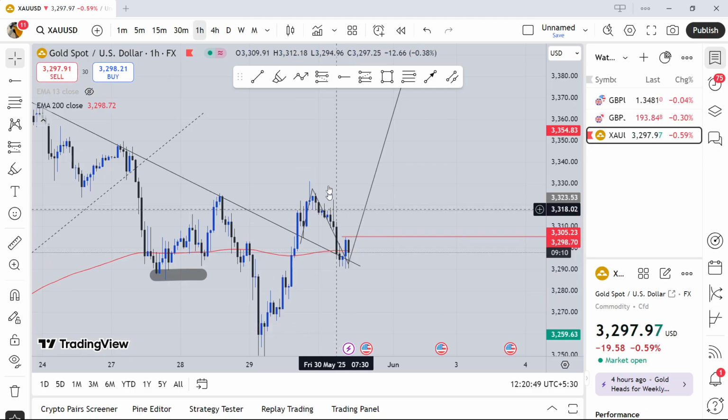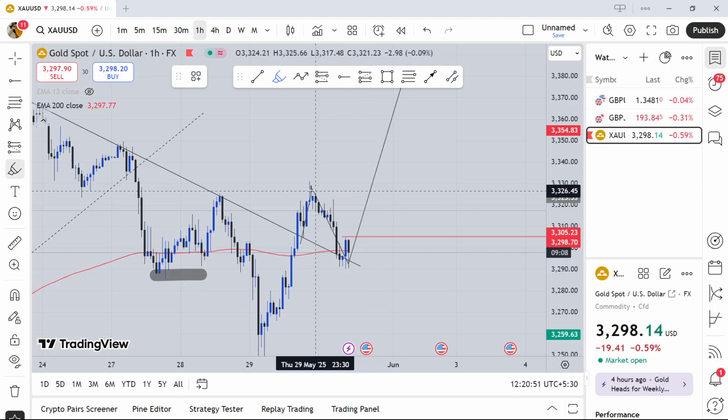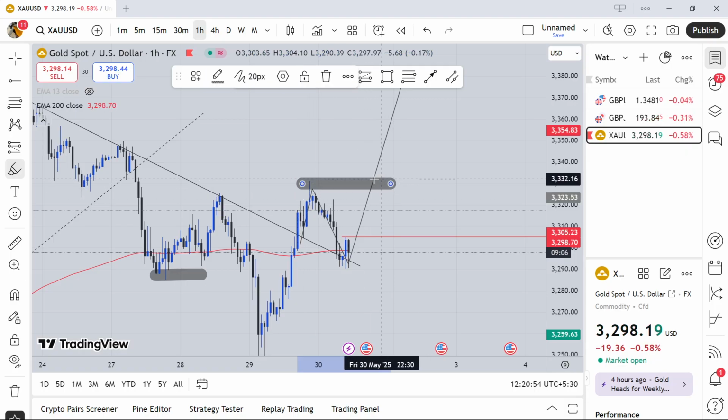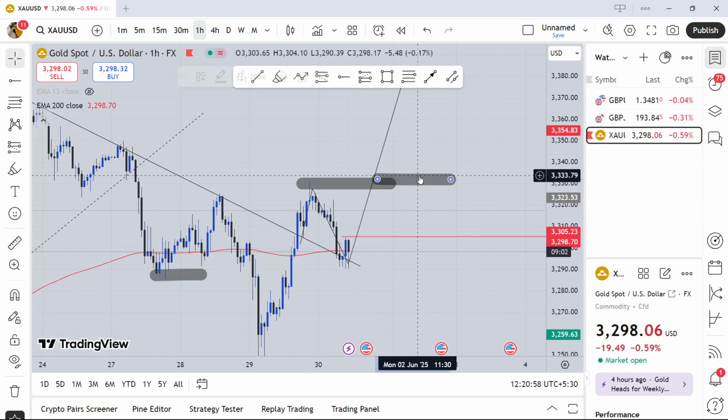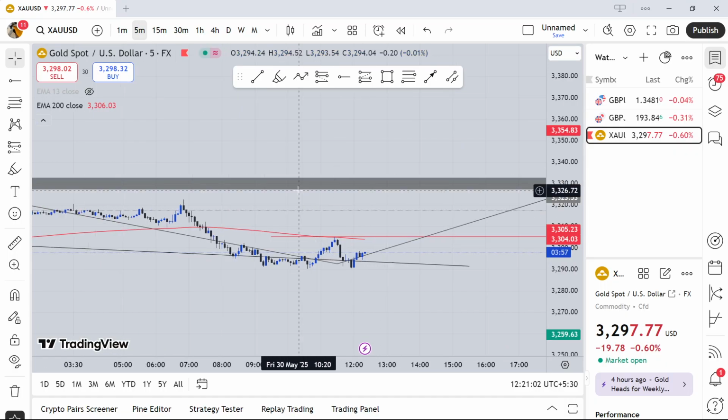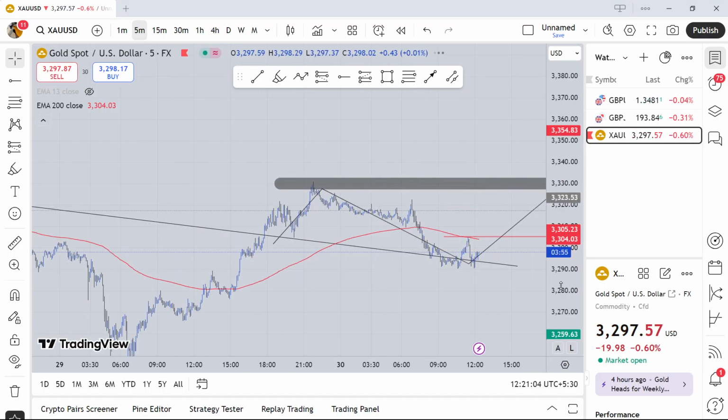Because if I wait for a change of character in the higher time frame, I have to wait for the market to break this level. So the stop loss will be very big. But if I come to the lower time frame, I will confirm the market structure from the lower time frame.